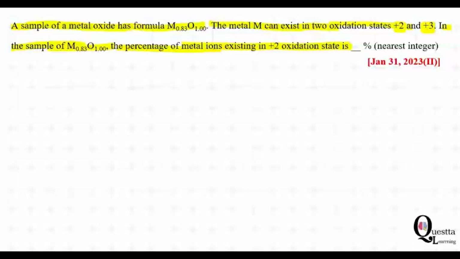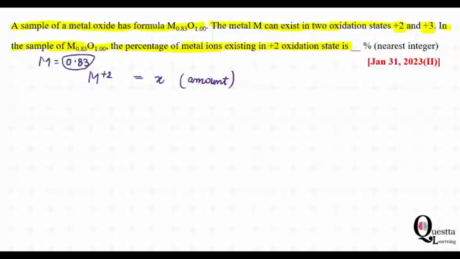In this type of question, suppose we have to find the percentage of metal ions which are existing in the +2 oxidation state. So let's say the amount is X. This is the amount present in this oxide for the +2 oxidation state. And the total M, overall given, is 0.83.